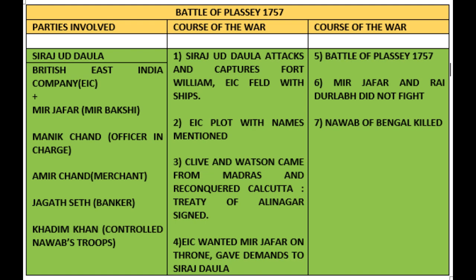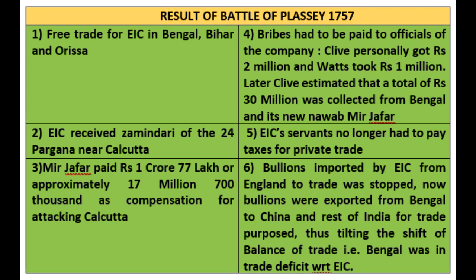Results of the Battle of Plassey. Number 1. Free trade for the East India Company in Bengal, Bihar and Orissa. Number 2. The East India Company received the Zamindari of the 24 Parganas near Calcutta. Number 3. Mir Jafar paid 1 crore and 77 lakh, approximately 17,700,000, as compensation for attacking Calcutta.